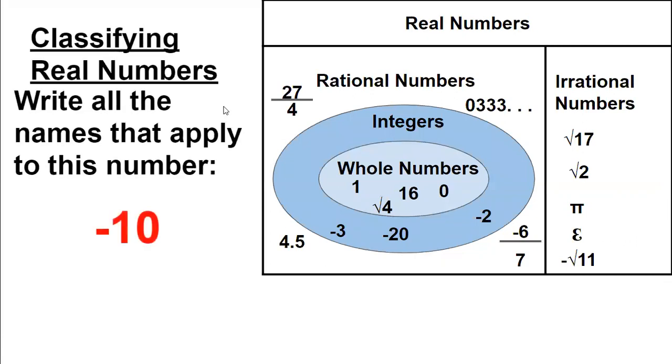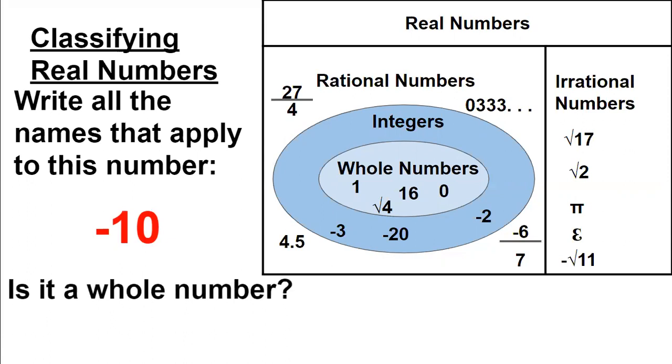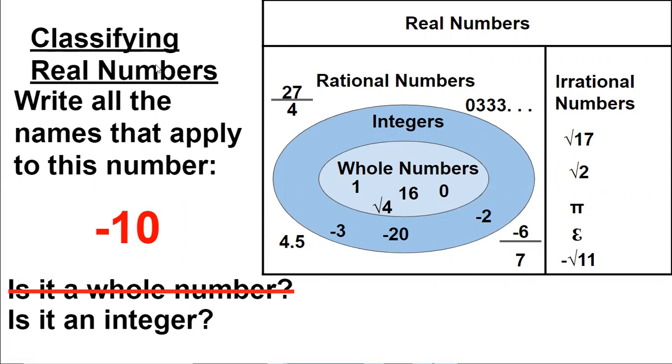-10. Is it a whole number? Remember, whole numbers are only the positive counting numbers. 1, 2, 3, 4, 5, going from the right of 0 on the number line. So no, it is not a whole number. Is it an integer? And integers are the positive and negative whole numbers. So yes, -10 is an integer. It's a negative whole number, I should say.